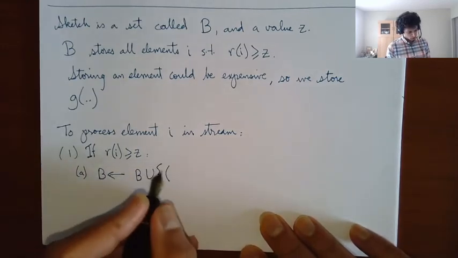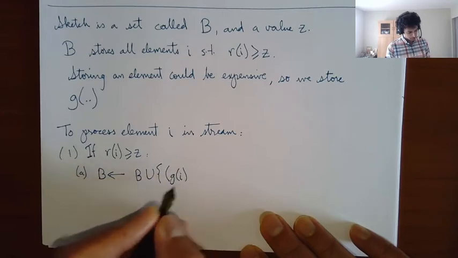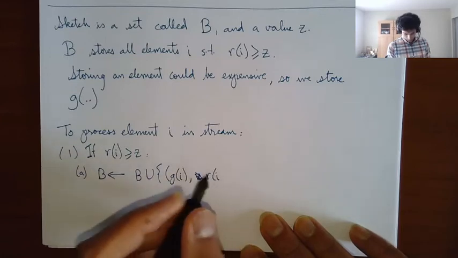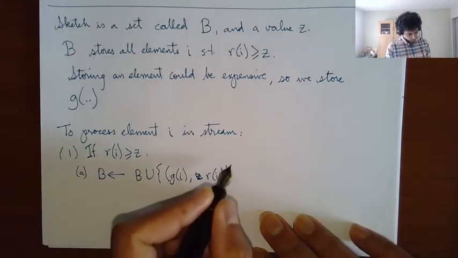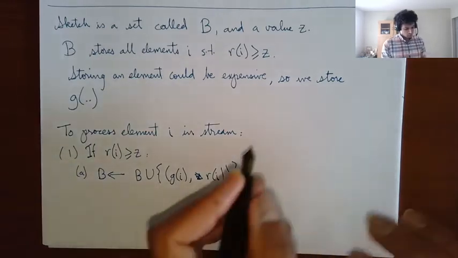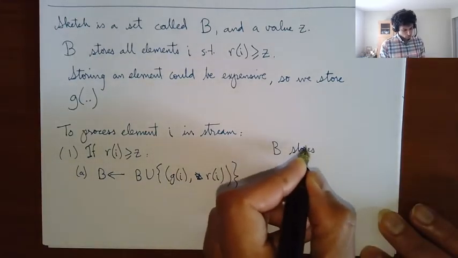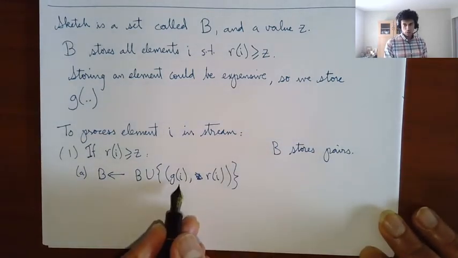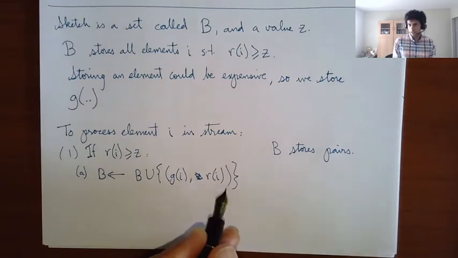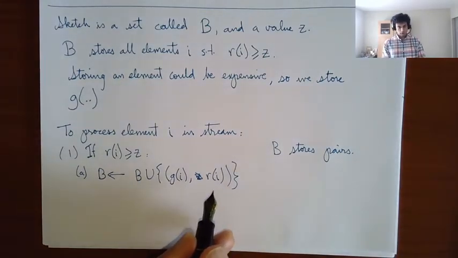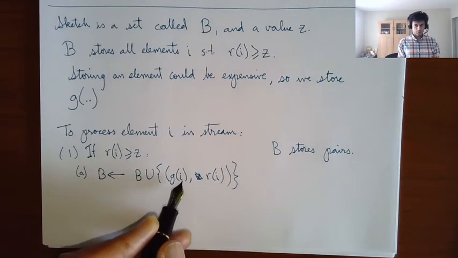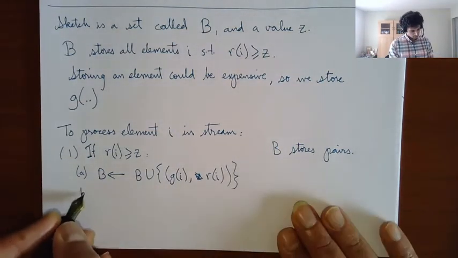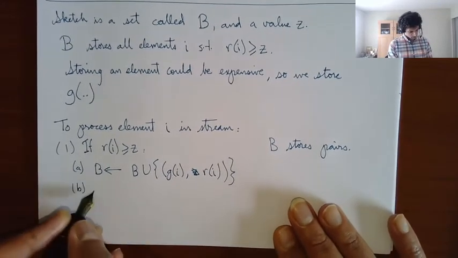union. Now B is going to store a collection of pairs. So it's going to take the hash value. It's also going to store that R value. Right? So B stores pairs. The hash value under G and the number of trailing zeros. Right? So it's a union. So if this element is already present, then of course nothing happens. It's a union. And now here is the key.